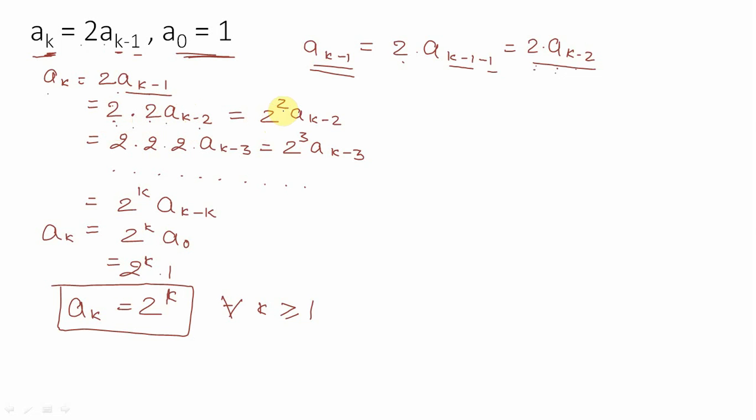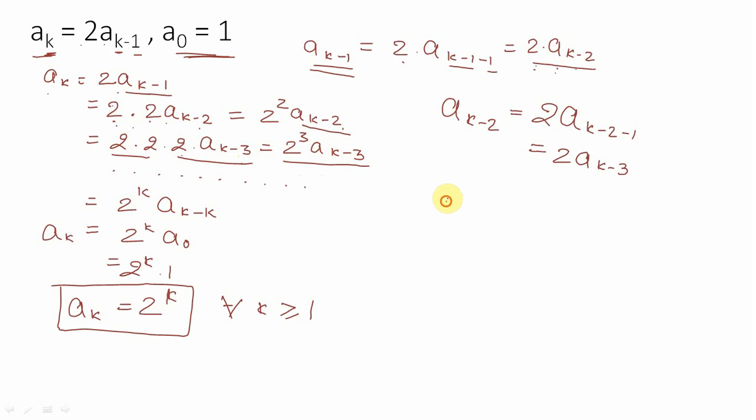So I can write it as 2 to the power 2 a_{k-2}. Now by the same logic I can write a_{k-2} is equal to 2 a_{k-2-1}, that is 2 a_{k-3}. So a_{k-2} is 2 into a_{k-3}. So I get 2 into a_{k-3}, 2 to the power 2 and 2 a_{k-3}. So I get 2 to the power 3 a_{k-3}.